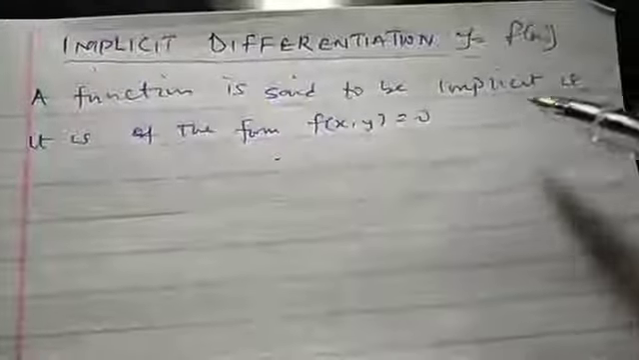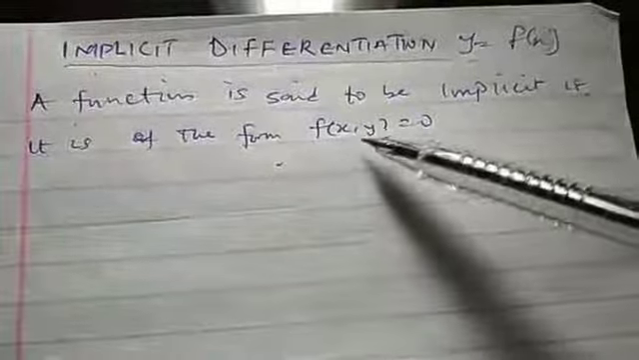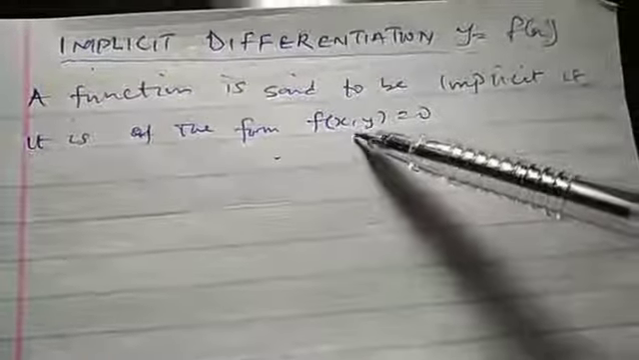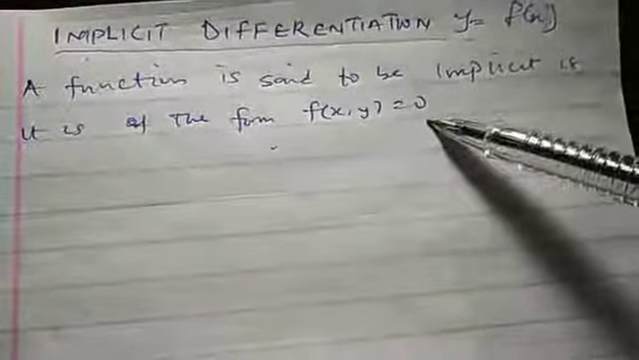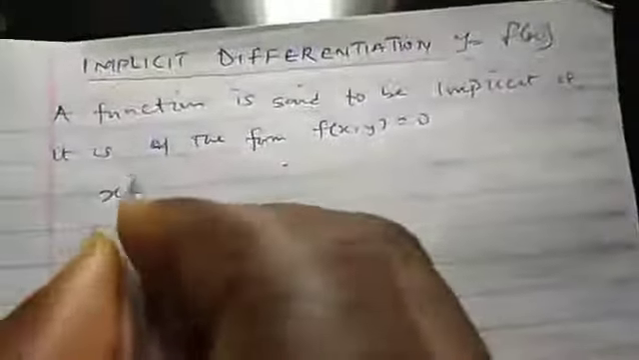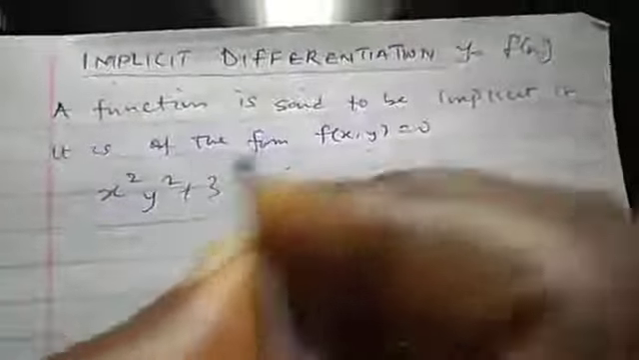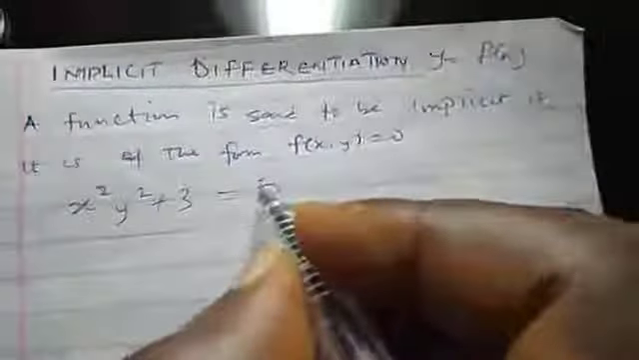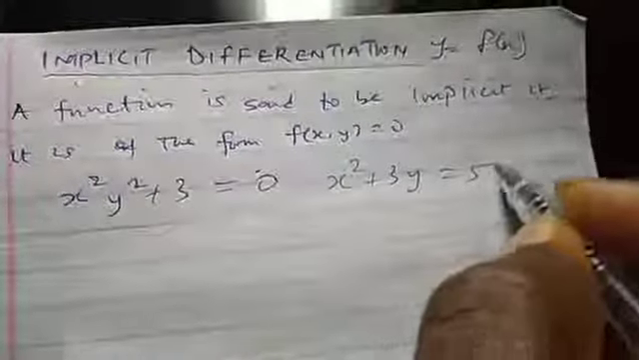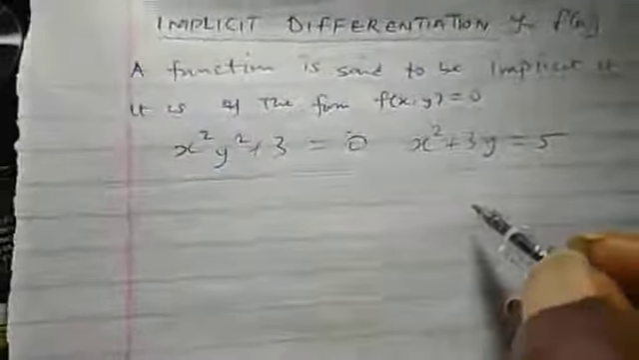Now we define an implicit function as this. A function is said to be implicit if it is of this form, that is, a function of x and y together equating to 0. So we say that is an implicit function. For instance, x squared y squared plus 3 is equal to 0 is an implicit function. x squared plus 3y is equal to 5 is an implicit function.